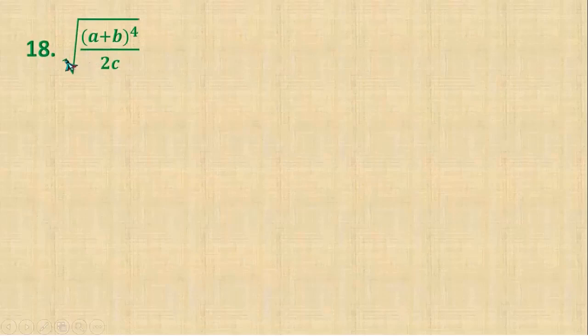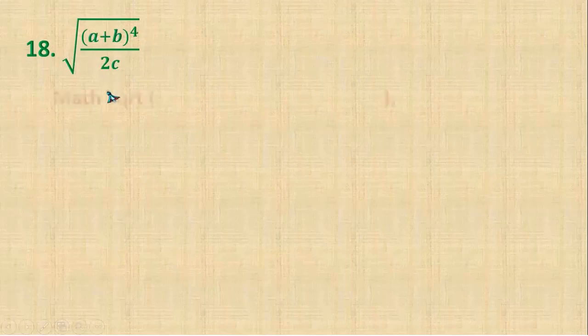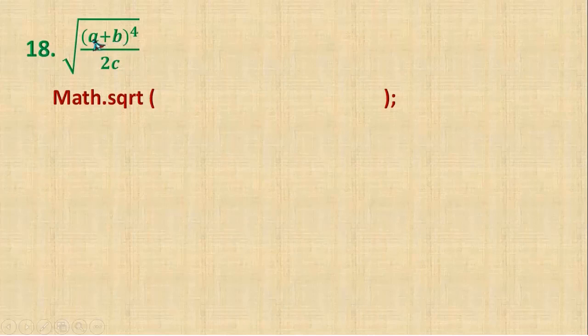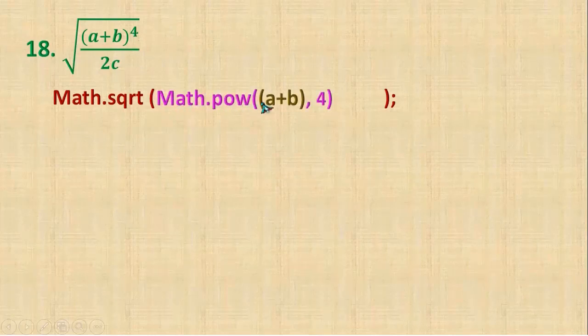Here next we have a plus b whole power 4 divided by c to the whole square root. So first we will write Math.sqrt of, then for this, here the base is a plus b and the power is 4. So again we write Math.pow of a plus b comma 4 and then divided by 2 into c.